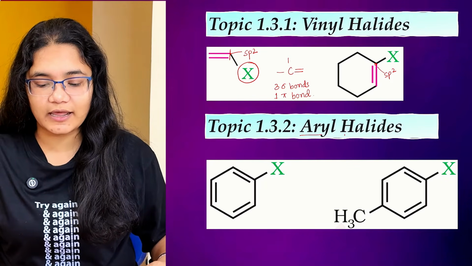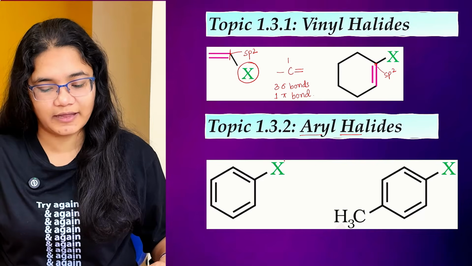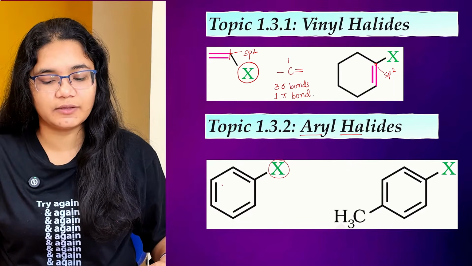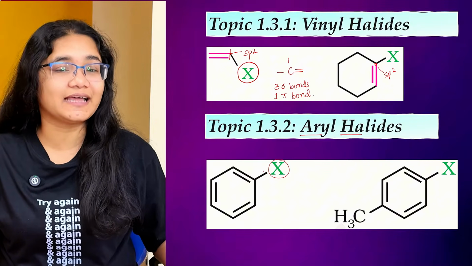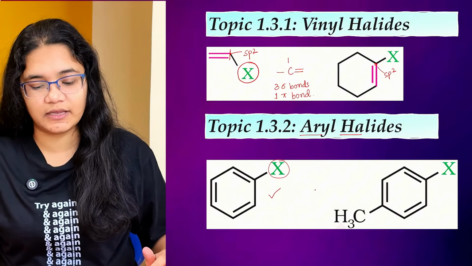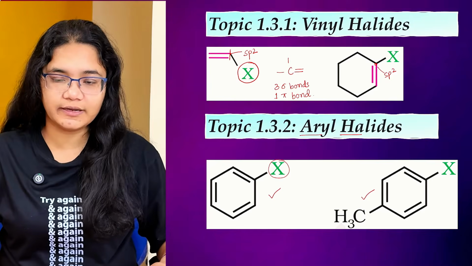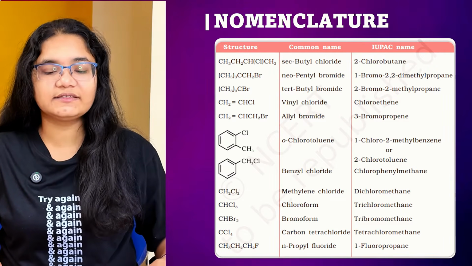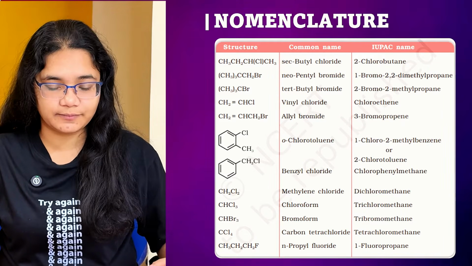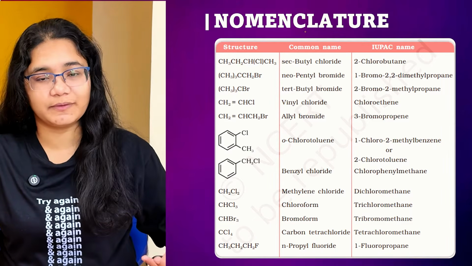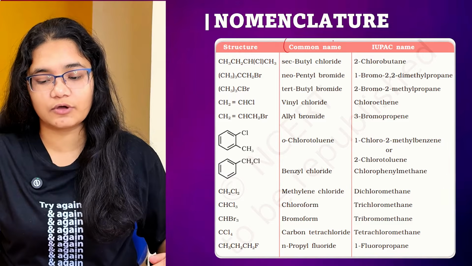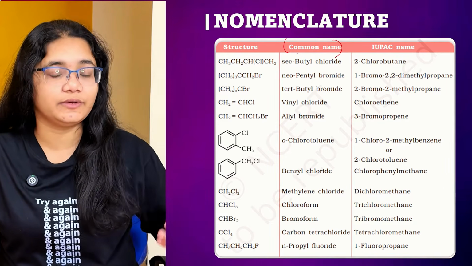Next we'll talk about aryl halides. When the X group is directly attached to the benzene ring, we call it an aryl halide. You can see an example here. Clear? Okay, next let's discuss the nomenclature. Nomenclature follows your normal IUPAC rules, but the common names are more important. You need to remember them.